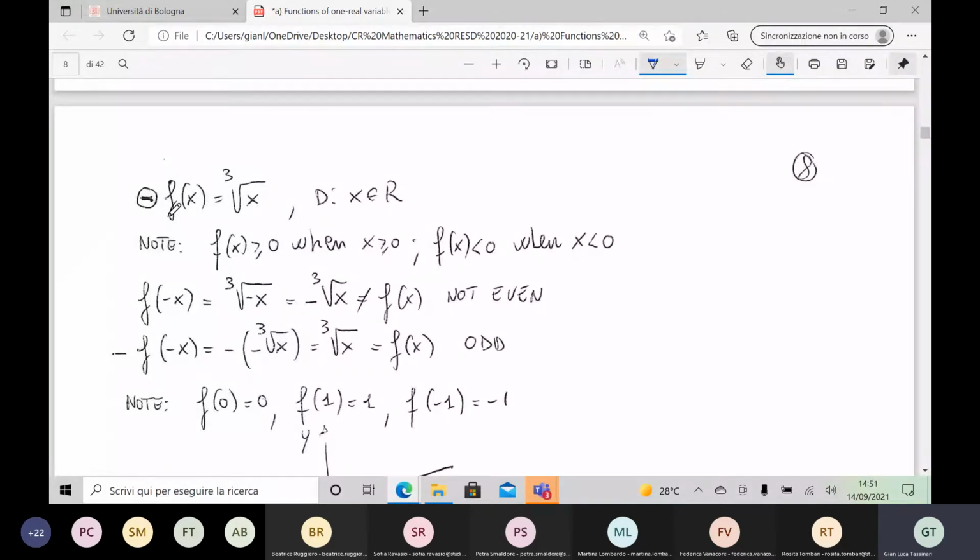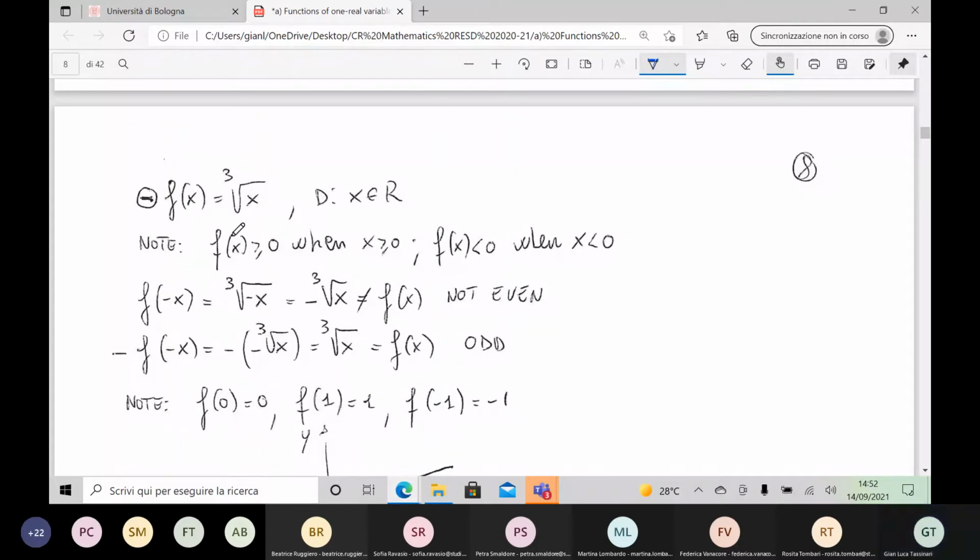Does it make sense to search for symmetry? Yes, in this case it makes sense. Why? Since the function is defined on all R, it could be even or it could be odd. Okay, look if it is even. f of minus x is the cubic root of minus x. You can take the minus outside of the root. You have minus cubic root of x, which is obviously not equal to cubic root of x. So in this chain of equalities you have an inequality that tells you that f of minus x is different from f of x. So the function is not even, that is, it's not symmetric with respect to the vertical axis.